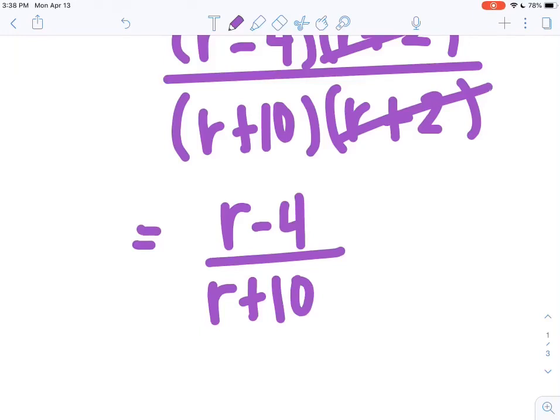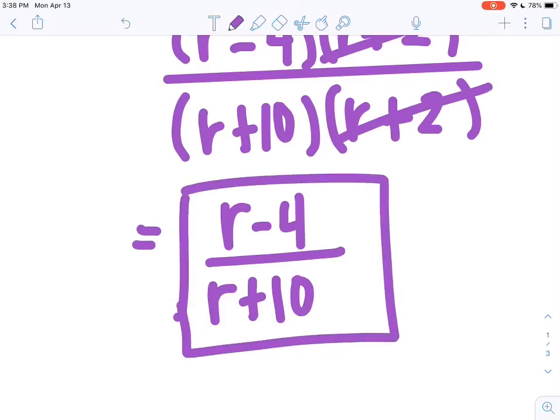You cannot simplify the 4 and the 10. You cannot simplify the r's. You cannot cross out those r's because they are a part of a binomial. So either they match exactly and you cross them out, or you leave them as is because you cannot cross out bits and pieces of binomials and trinomials. So this has to be your final answer.